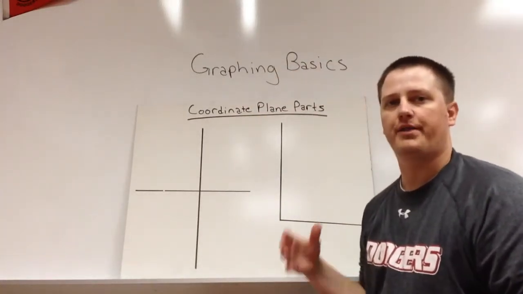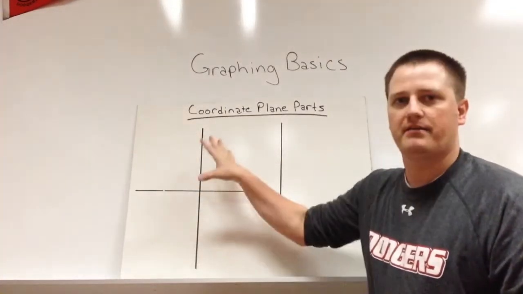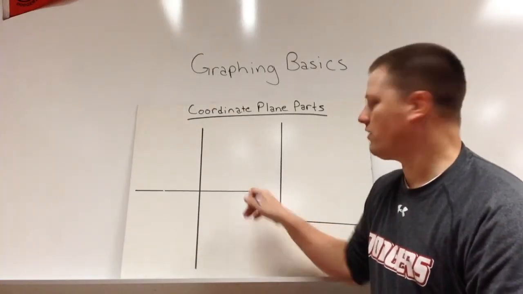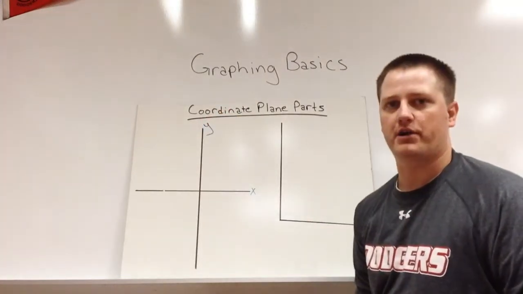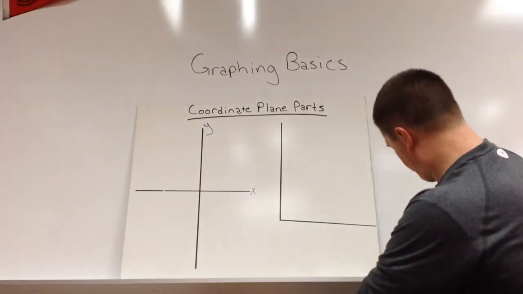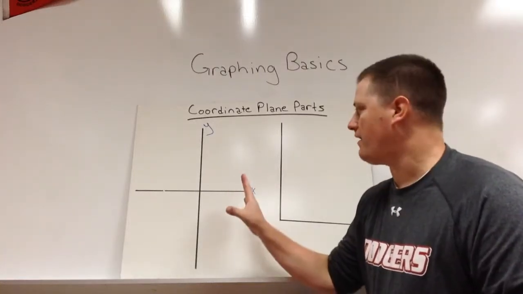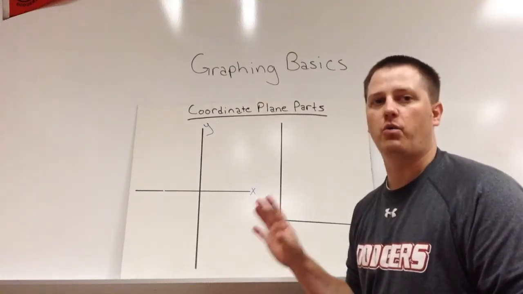We'll start with the coordinate plane parts. What I have here is our basic xy axis. Our x is always our horizontal and our y is always our vertical. What this does is it breaks our area into four parts. These parts are called quadrants.